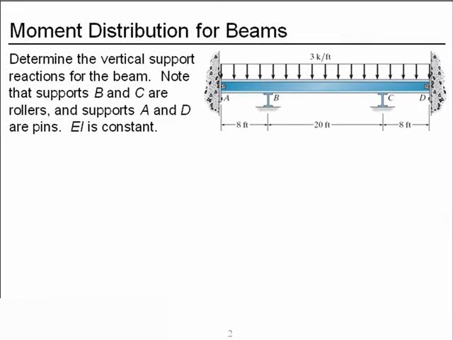And here's our indeterminate beam. It is pin supported at A and D, has a uniform distributed load, and sits on supports that will act as rollers at B and C. E and I are constant along the entire length of the beam, and we're going to determine the vertical support reactions. And here's the approach we'll follow.